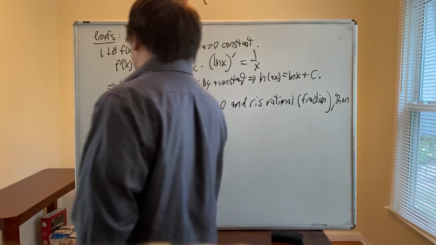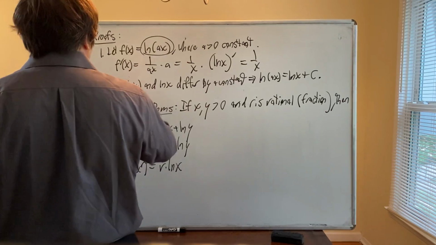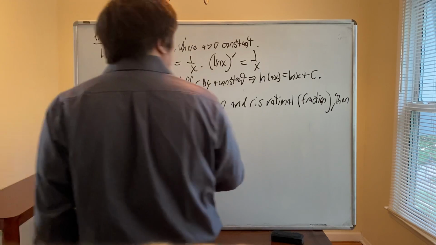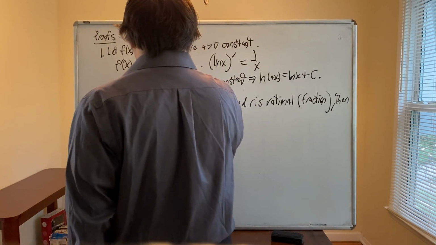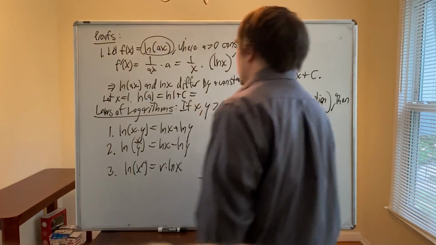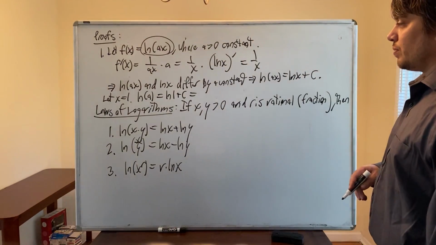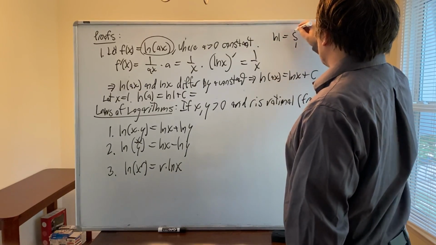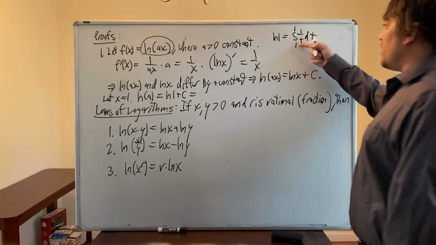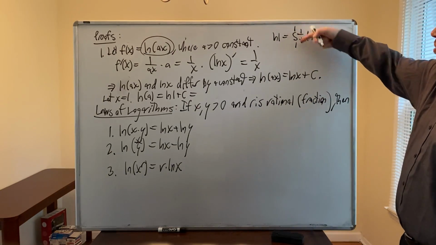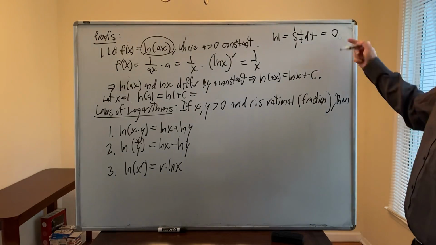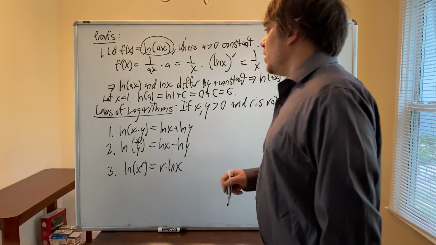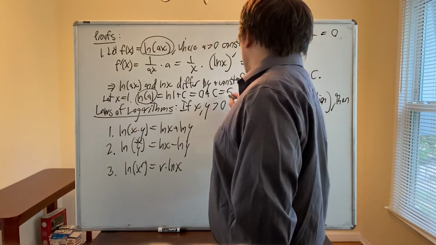Okay, let x equal 1. Then ln of a times 1, which is a, is equal to ln of 1 plus c. Well, ln of 1 is 0. Okay, so how do I know that? ln of 1 is the integral from 1 to 1 of 1 over t dt. And the integral, when the lower and upper limit are the same, we showed earlier by the properties, is 0. So ln of 1 is 0, so that's 0 plus c, which is c. So that means ln of a is c.